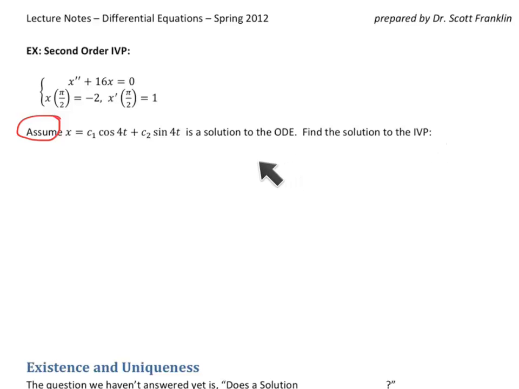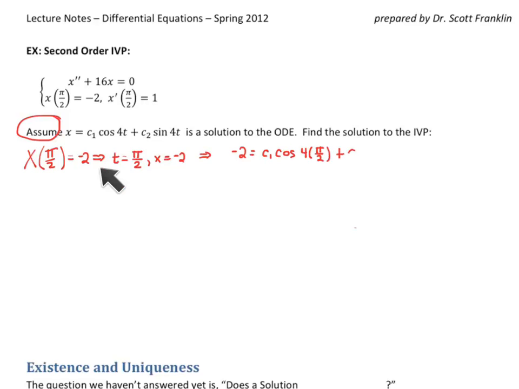What's a little bit different about this now is that in order to use our initial conditions, we're going to have to use the original function, but we'll also have to use the derivative. So the first part's the same. Just plug in the initial condition, which is x of pi over 2 equals negative 2, which means we're going to let t equal pi over 2 and x be equal to negative 2. So plug that in. Plugging it into here, where there's a t, put pi over 2, and over here where there's an x, put negative 2.